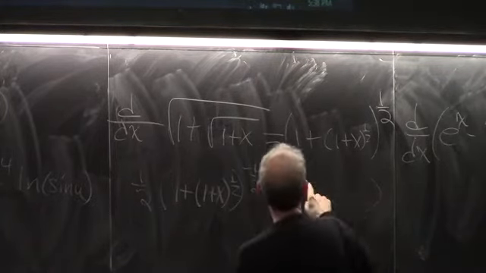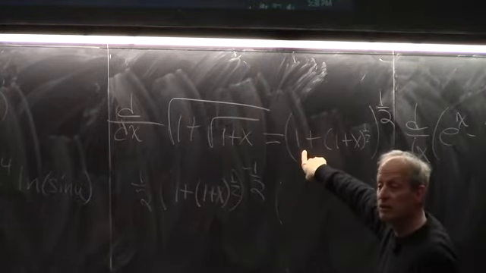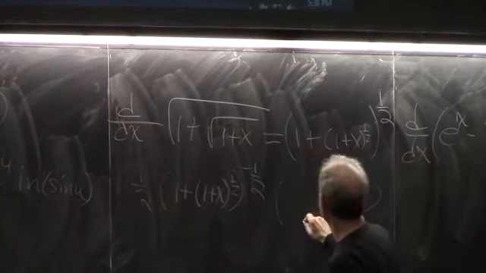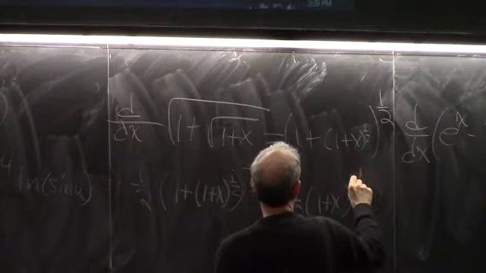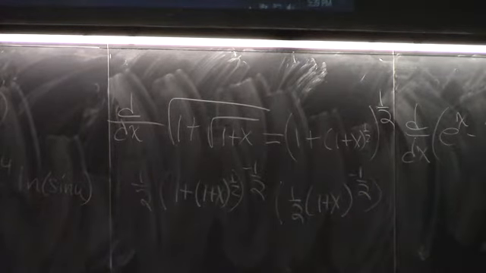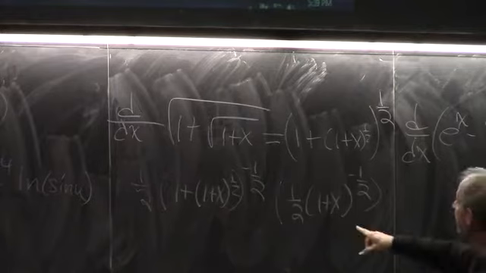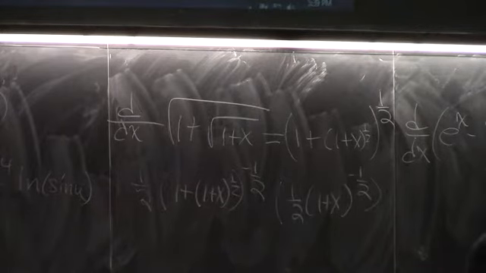Okay, so what's the derivative of the inside? Well, the derivative of 1 is just 0. And the derivative of 1 plus x to the half is 1 half, 1 plus x to the minus a half. Okay? Then you have to do the derivative of 1 plus x, but that's just 1, so you can stop.